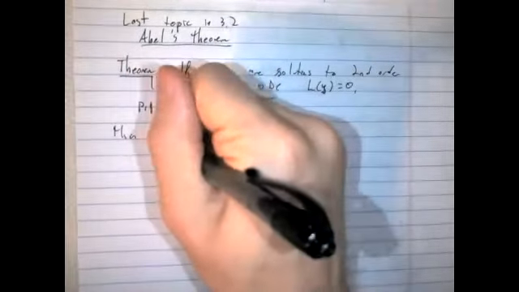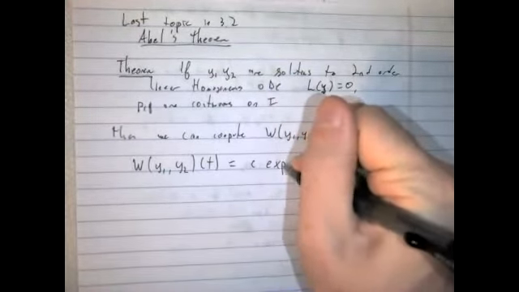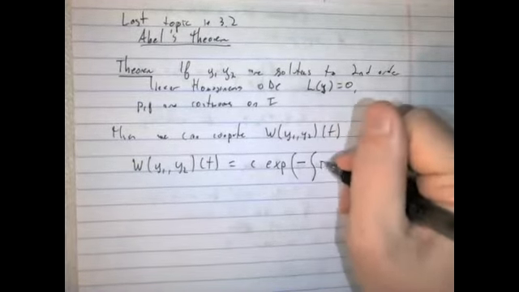Yes, here we go. If y1 and y2 are solutions to the second order linear homogeneous ODE, L of y equals 0, and assume that p and q are continuous on some interval I, then we can compute the Wronskian of y1, y2 of t explicitly in a certain sense as follows. The Wronskian, W of y1 and y2 of t, is equal to C times the exponential, I'll just write it as exp, of negative antiderivative of p of t dt.